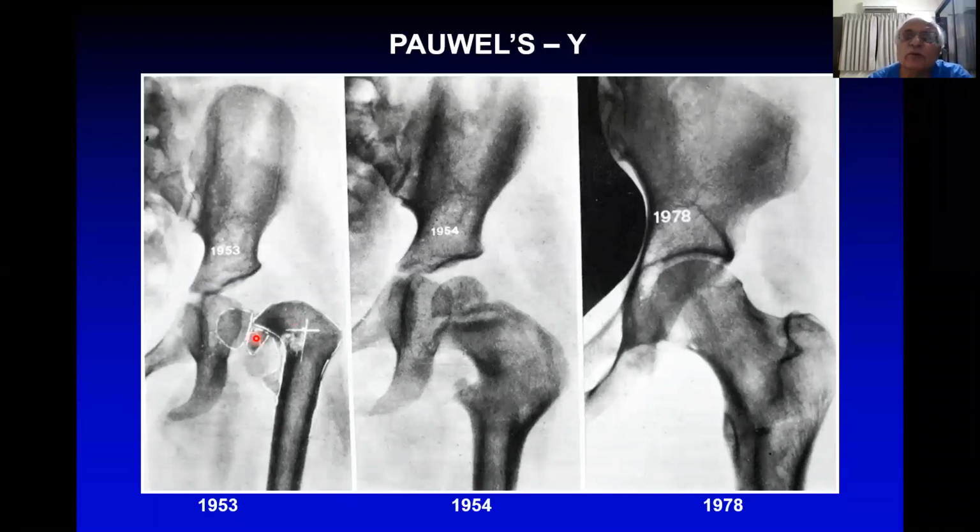This is after osteotomy, and look at this after almost 25 years or so. A complete remodeling has taken place. And look at the sourcil, so well formed sourcil now, in the acetabulum. So this osteotomy beautifully works, but this requires a lot of mathematical calculation.